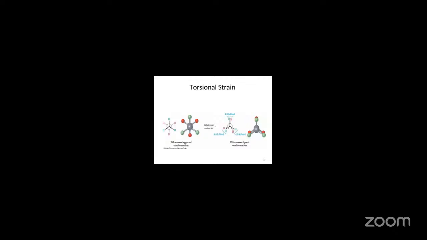So if you're asked for an example of torsional strain, talk about staggered and eclipsed. You learned about this in your 213. Staggered is a stable conformer, while eclipsed means the groups are close together and are going to have higher energy.